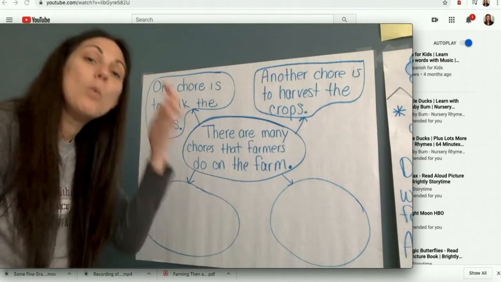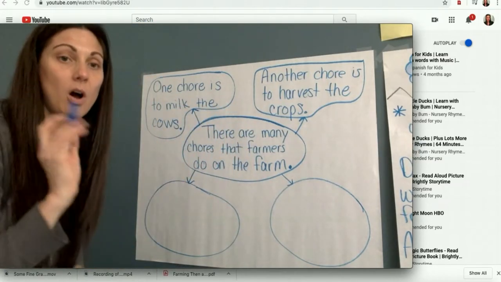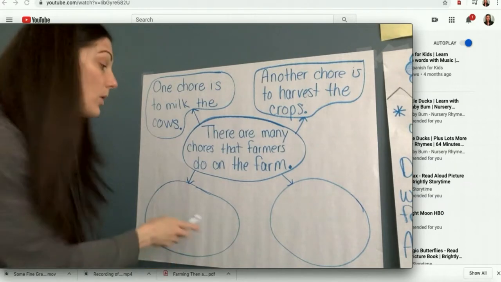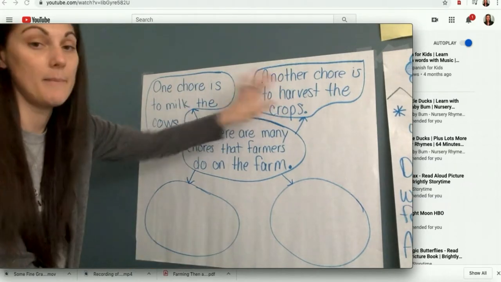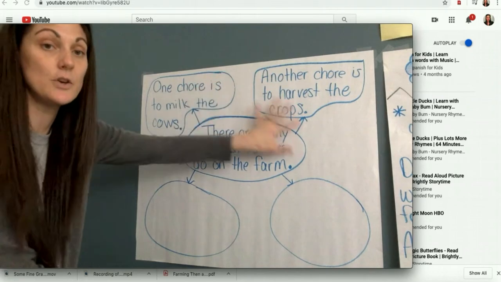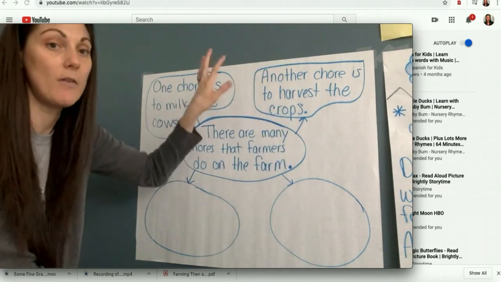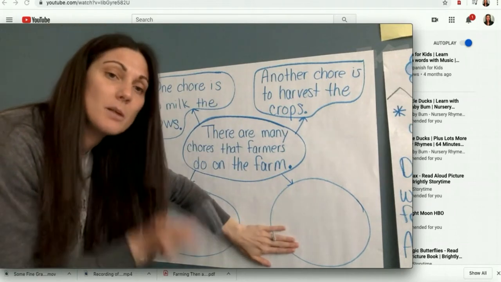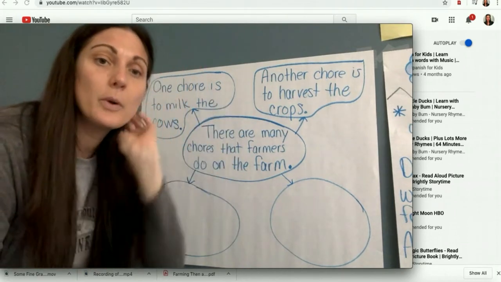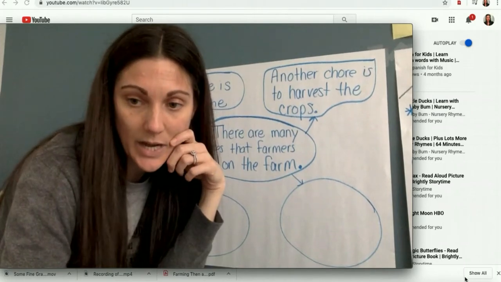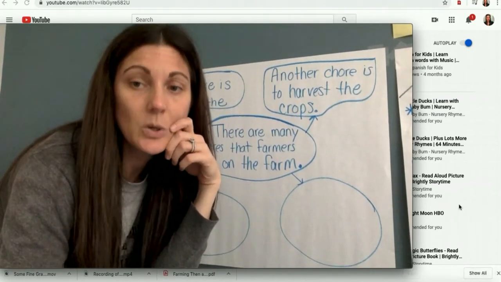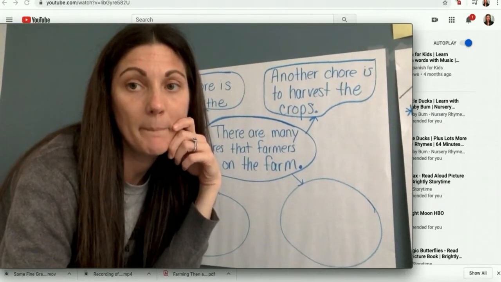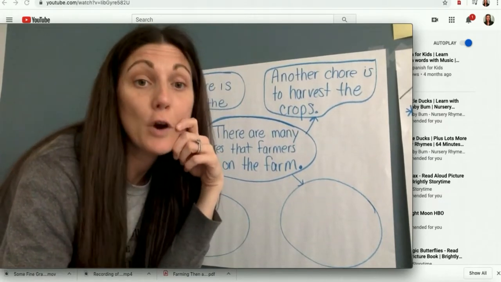And again, when I look at your answers, whether you type them into the Google slide or write them here, they should not be these two answers. If you're drawing this with me and you wrote these at the top already, fine, leave it there. But these two answers should be different, right? Because these are going to be your own thoughts. So I'm going to go through and let her read the rest of the story. And like I said, pause it as you need to so that you can write in your thoughts about chores that the farmers do on the farm.